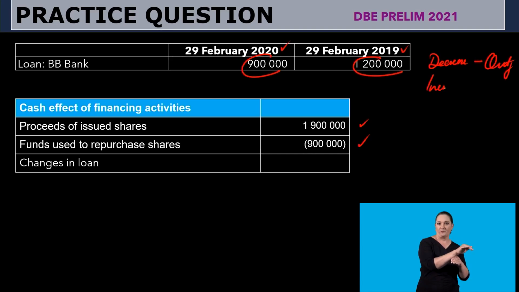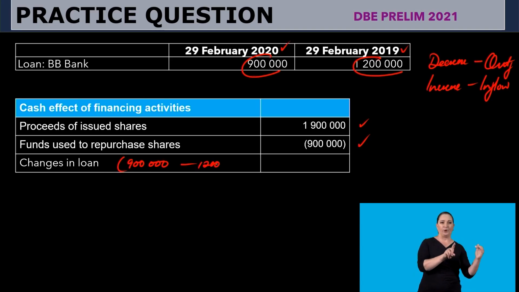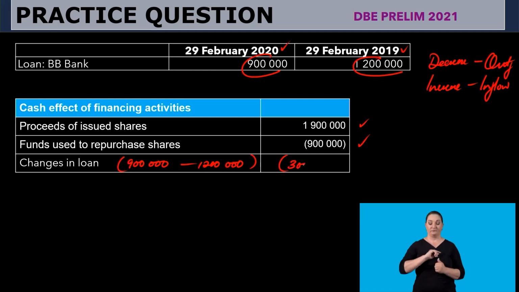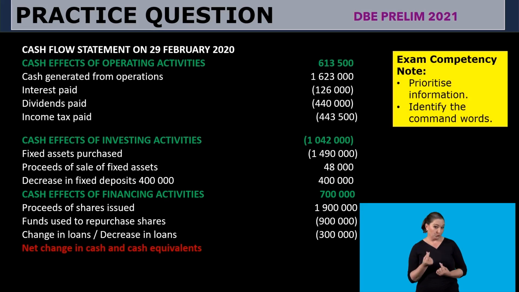But an increase in the loan would have been a cash inflow. So I'll come here and then I'll now say my 900,000 minus the 1.2 million. And then I know it's a decrease. So already I have my brackets, which is a negative 300,000. That is a cash outflow. I have repaid the loan. Cash outflow. Okay. Now, we're going to come to the entire cash flow statement.